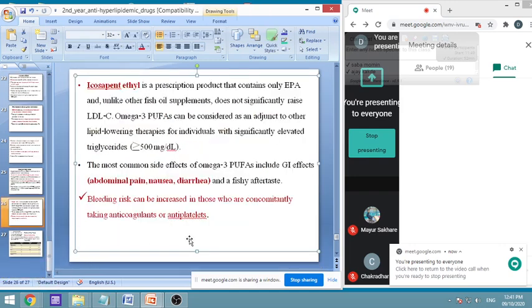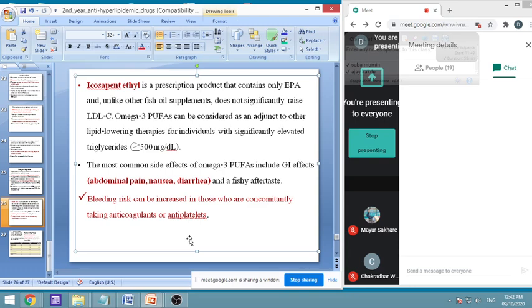Then icosapent ethyl is a prescription product that contains only EPA, and unlike fish oil, it does not significantly raise LDL. They are considered an adjunct, not the main treatment. So when we have to reduce the main treatment because of adverse effects or other problems, or it is not controlled with these drugs, then we can give these as an additional, adjunct one.